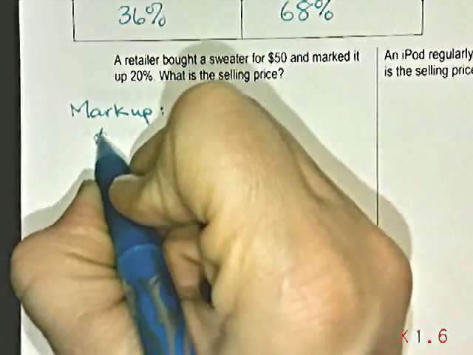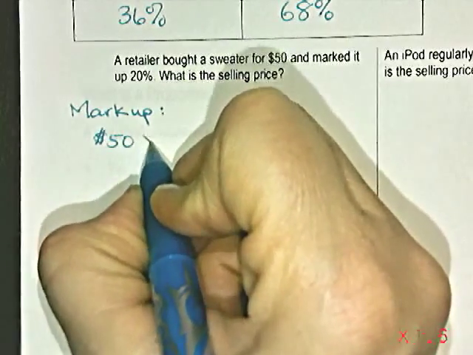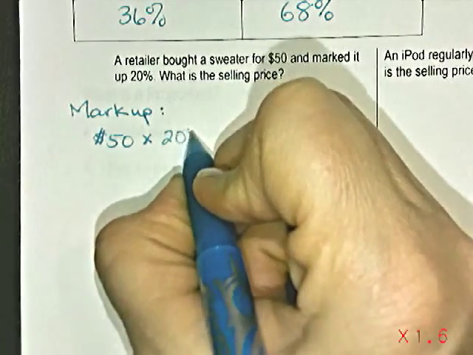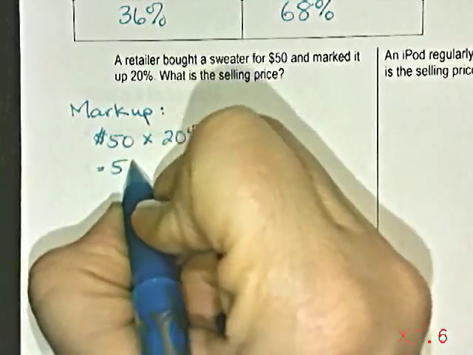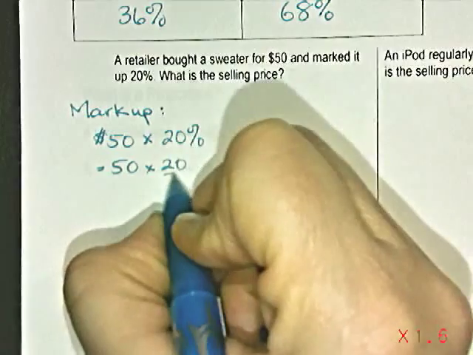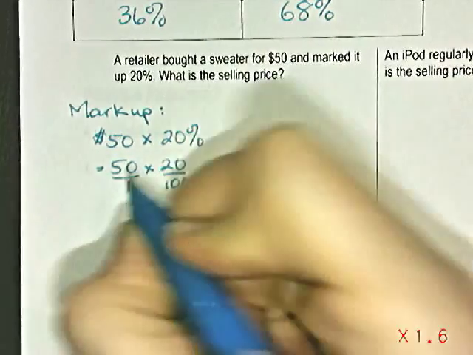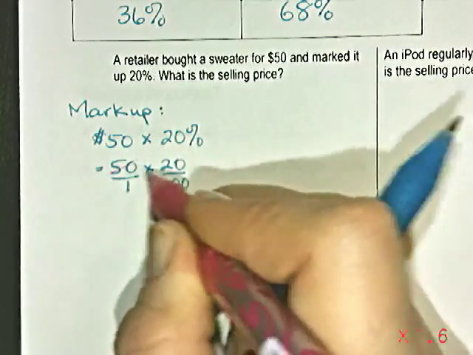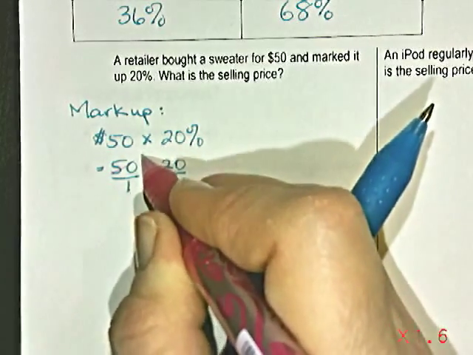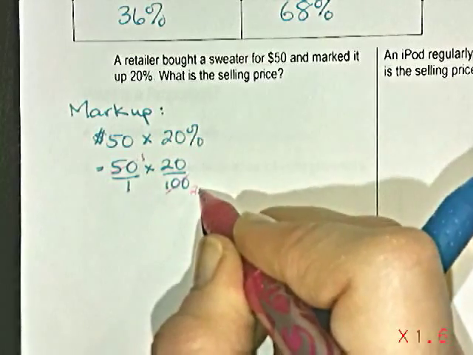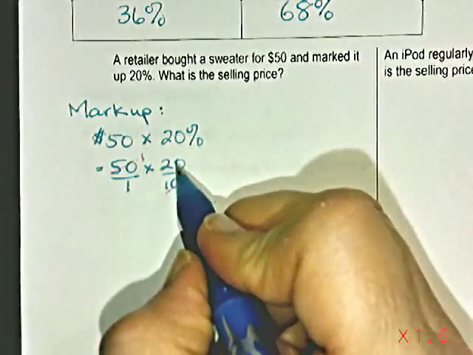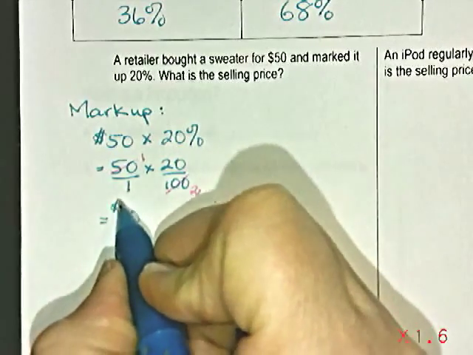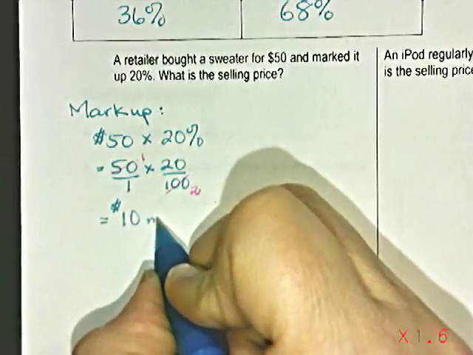I would take my original $50 and multiply by 20%. Now, 20% can be represented as 20 out of 100, and 50 over 1 if I needed the denominator. And here we can pretty easily reduce our fractions. 50 goes in here once and in here 2 times. And then I would have 20 over 2, which would be 10. And that, of course, represents my $10 markup.